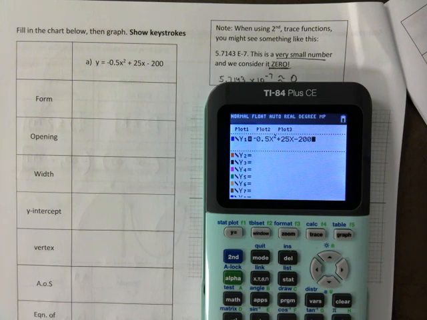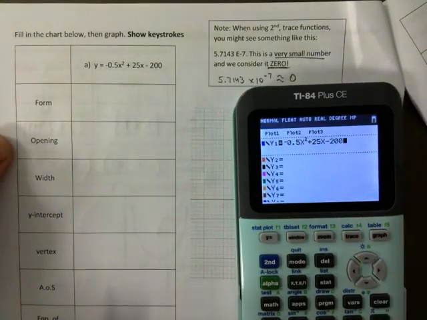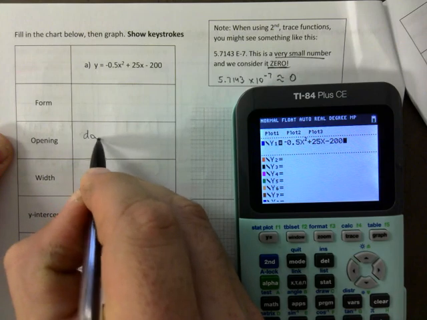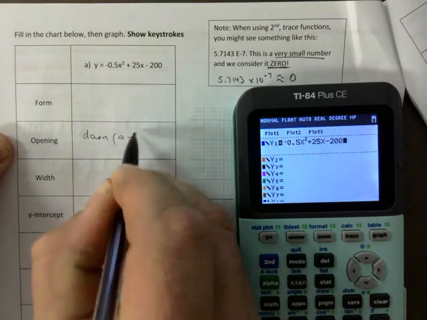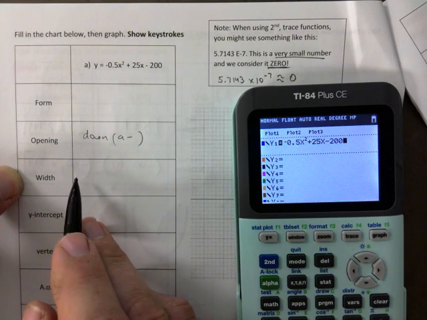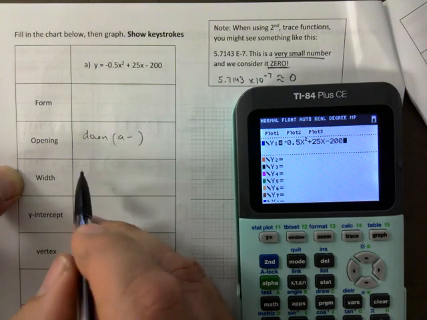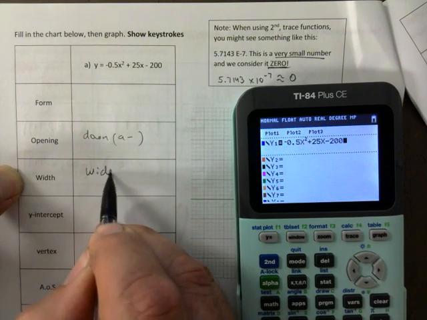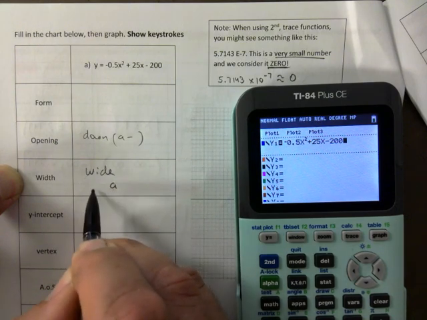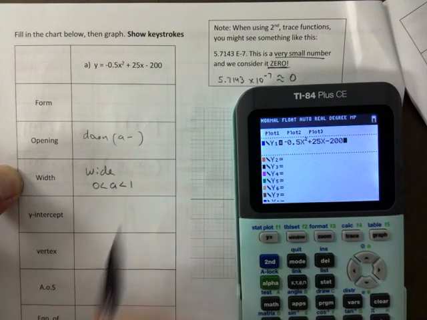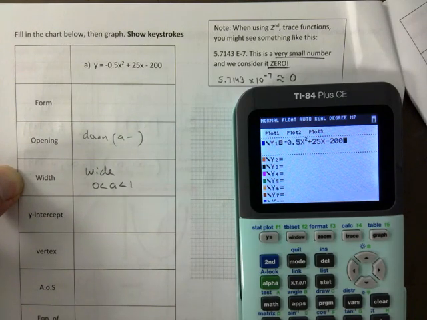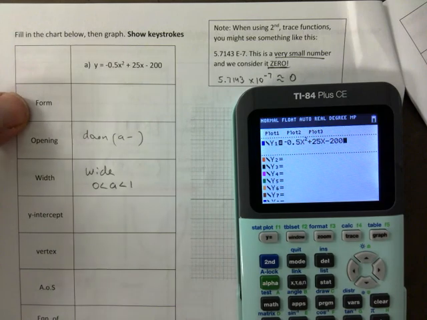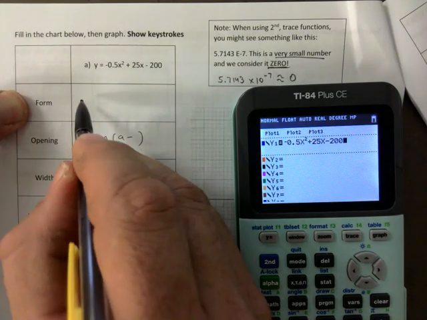Before we graph, let's think about this. It's going to be pointing down. How do you know? A is negative. Okay. So let's answer some of the things we know. This is going to be down. A is negative. What is going to be the width of this compared to the normal? It's going to be a wide curve because A is stuck between 0 and 1. It's 0.5, right?